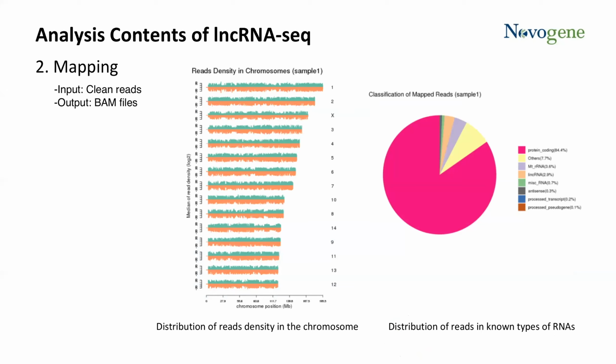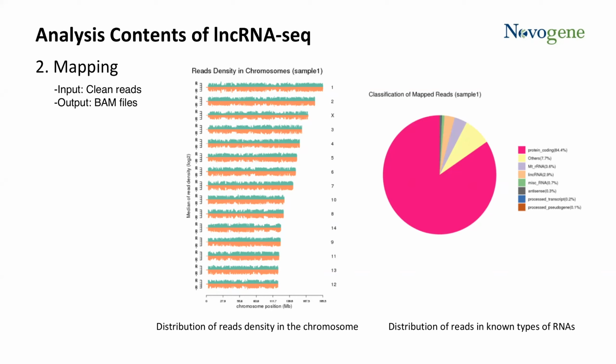The next step is mapping. So mapping is essentially mapping the sequences to the chromosome of the reference genome. And since we have a standard library prep, we can map it to both the strands. And here in the green and orange is the distribution of read density to the chromosome. We also give you a pie chart, which just tells the distributions of reads in the known types of RNA, where these pink reads are mostly messenger RNA, and the long non-coding RNA is the orange, and for all the RNAs that are sequenced, the distribution is shown in this pie chart.